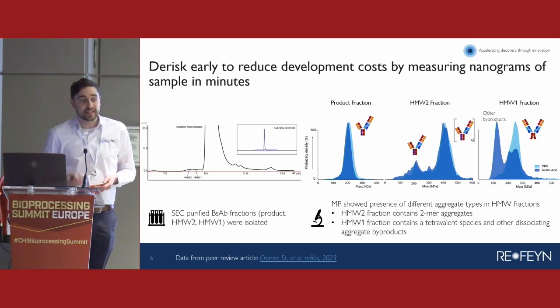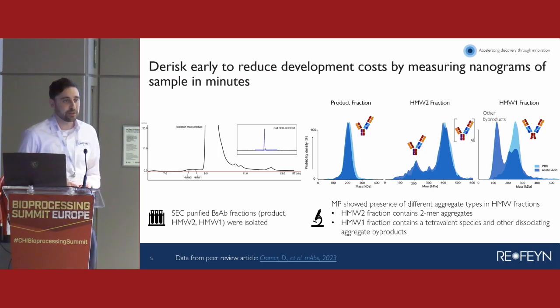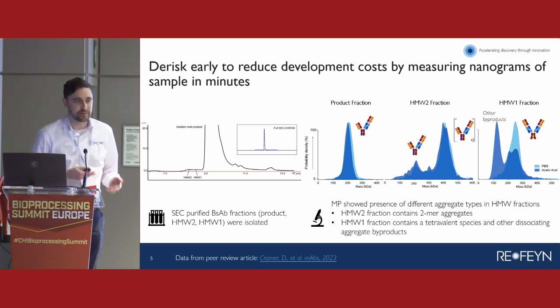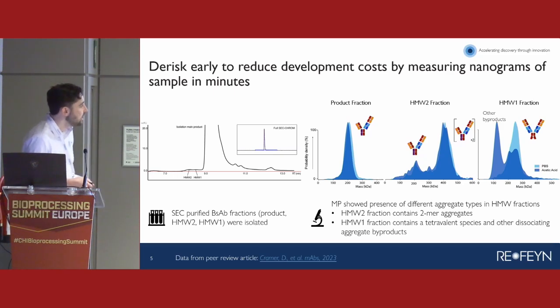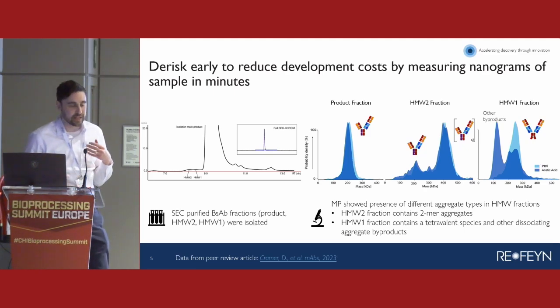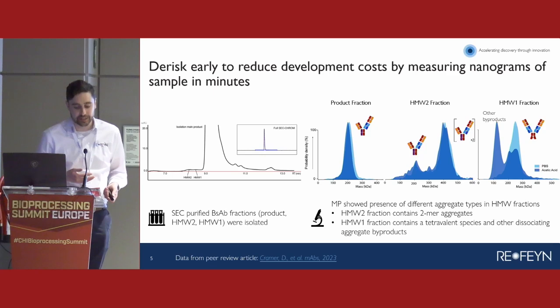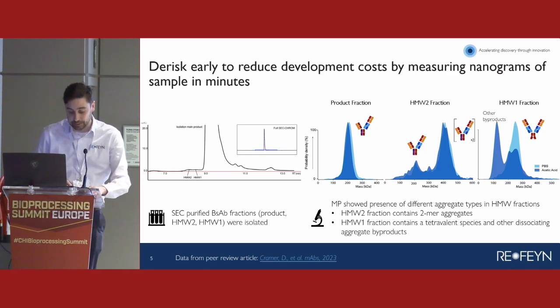Now, one of the other nice things about mass photometry is that it's very buffer agnostic. So this gives you the power to try out different stress conditions very easily without having to do any kind of complex method development. So they've then remeasured these 3 fractions in acetic acid as a stress condition, and they've been able then to assess the amount of non-covalent species across these 3 different fractions, which could be important in terms of immunogenic response.